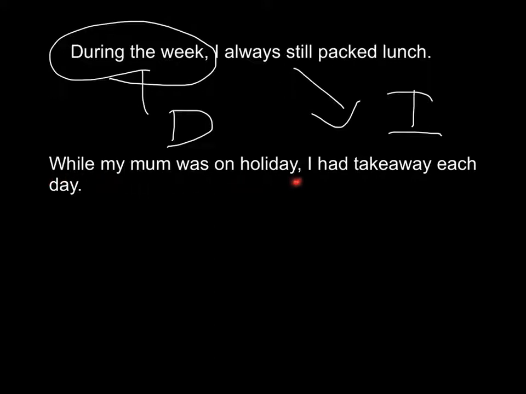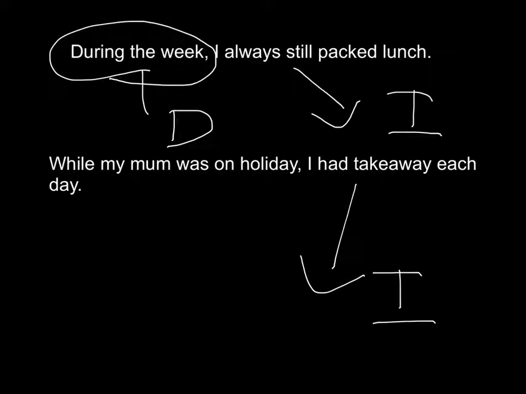While my mum was on holiday, I had takeaway each day. Now here, I had takeaway each day is most definitely independent. It makes sense by itself. If you in your book just wrote, I had takeaway each day, it would be a standalone sentence. It needs nothing else to make sense. On the other hand, this clause here, while my mum was on holiday, does not make sense by itself. There's not enough detail there.